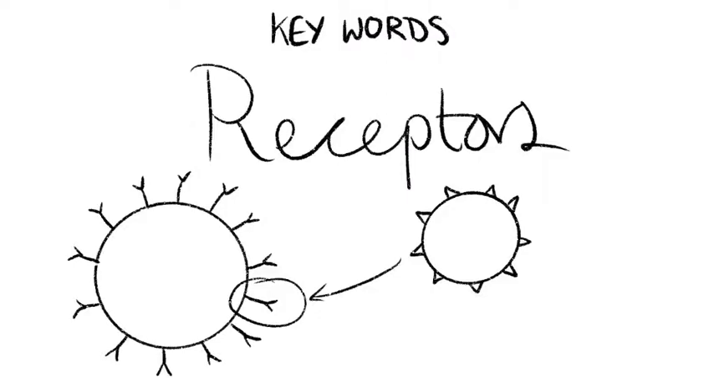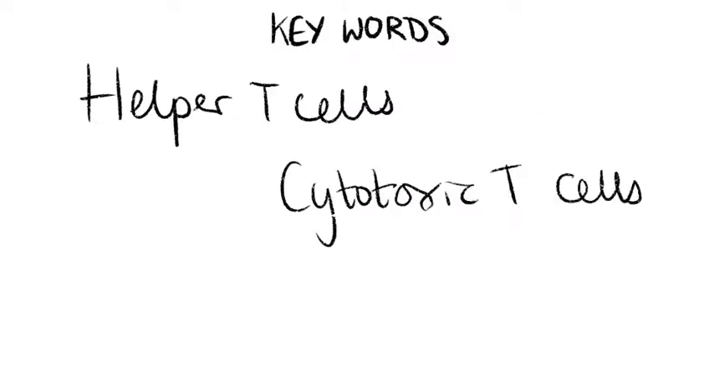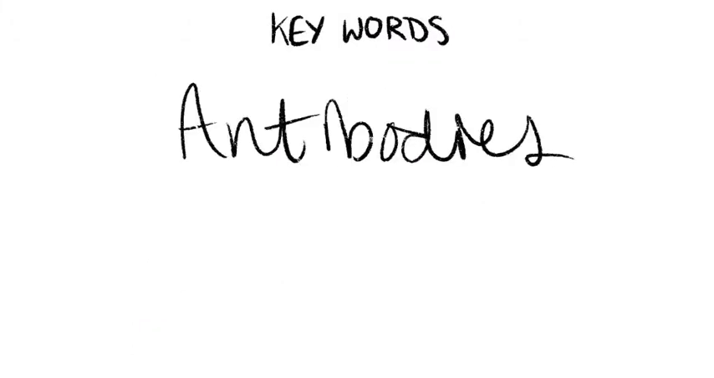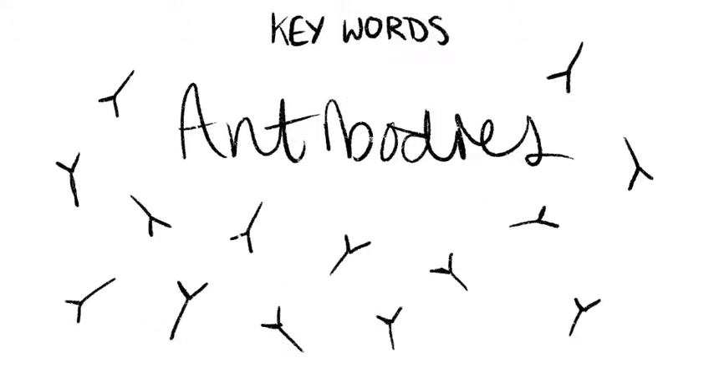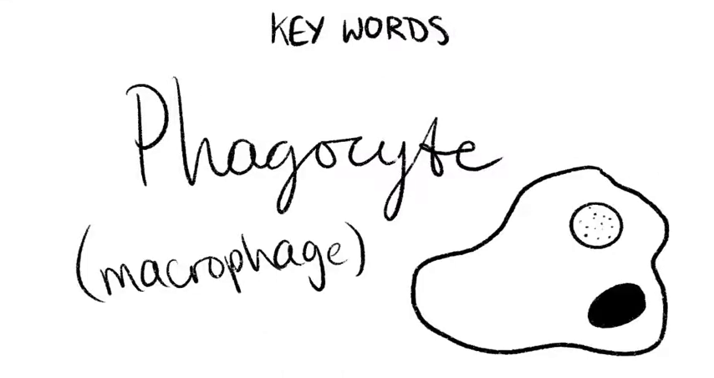Receptors, which are more proteins on cell surfaces that are responsible for binding and leading to responses in the immune system. Helper T cells, cytotoxic T cells, and memory cells that we'll get into later on. Finally, we have antibodies which latch onto antigens and help remove them from the body, and phagocytes or macrophage, which are another type of white blood cell that are involved in phagocytosis.